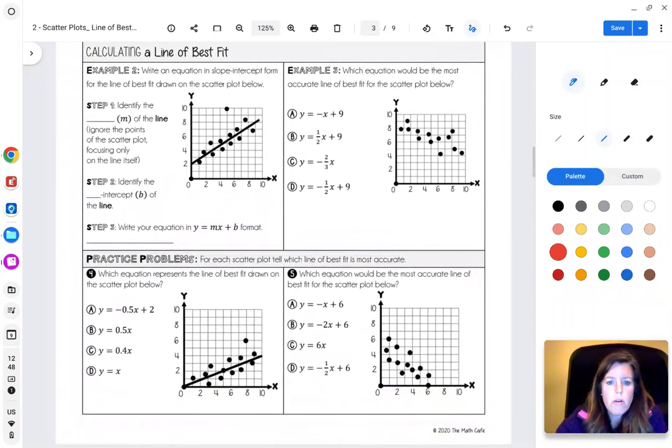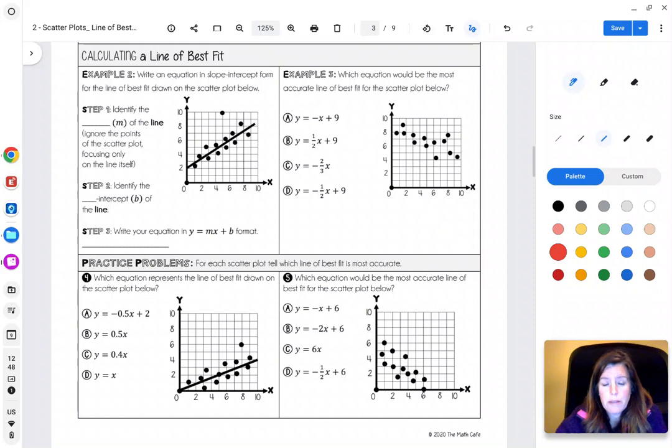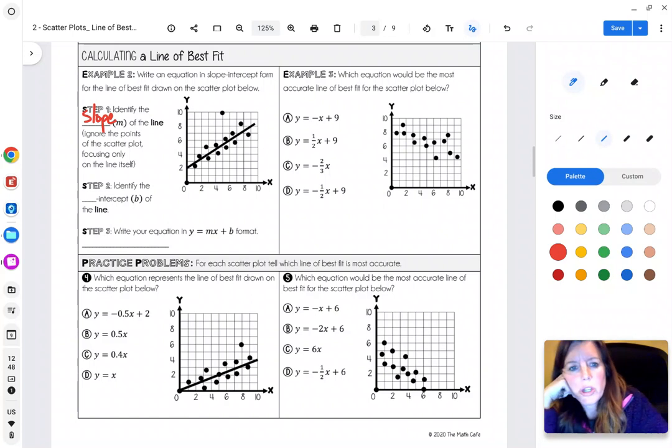Okay, so now let's look at calculating a line of best fit. So here is where we're going to start looking at the equation of a line. So for step 1, identify the slope of the line. And you don't really want to use the points on the graph. We're just going to look at the line.